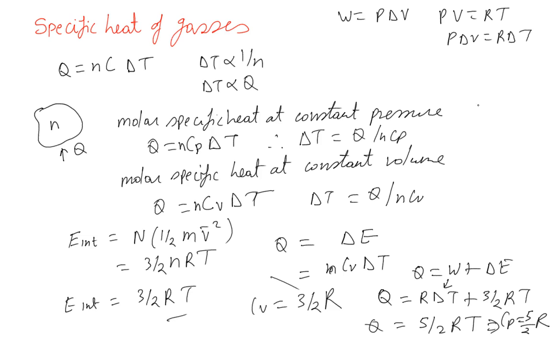There's a ratio which is defined, which is given as Cp over Cv, and this will be, as you can see, 5 over 3 for an ideal gas because we used the ideal gas formula.